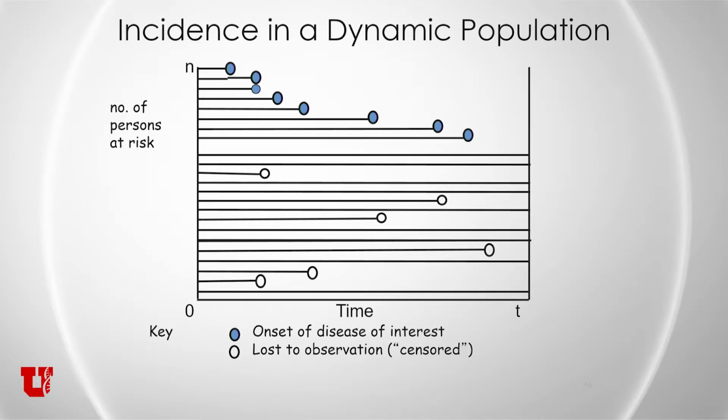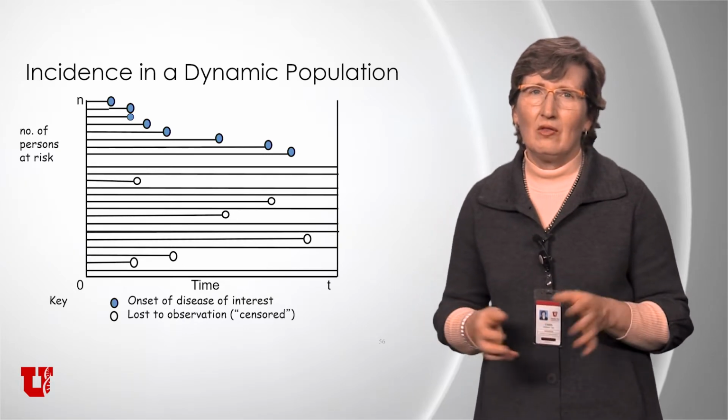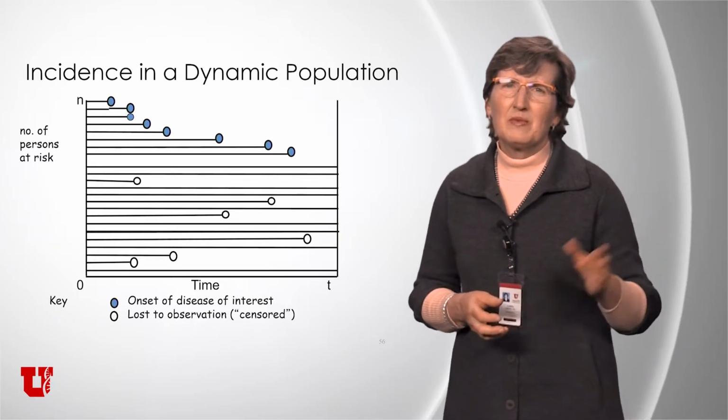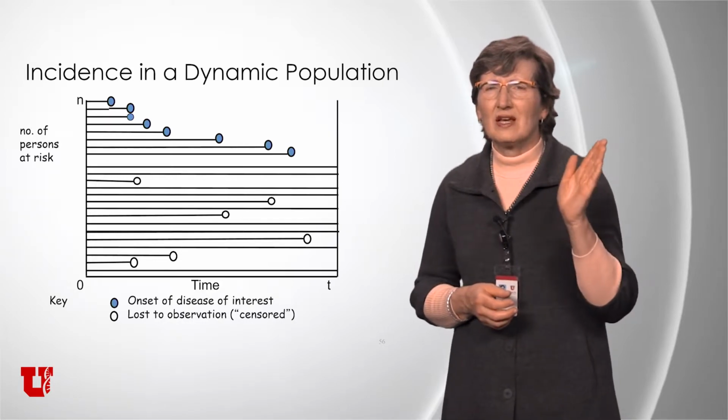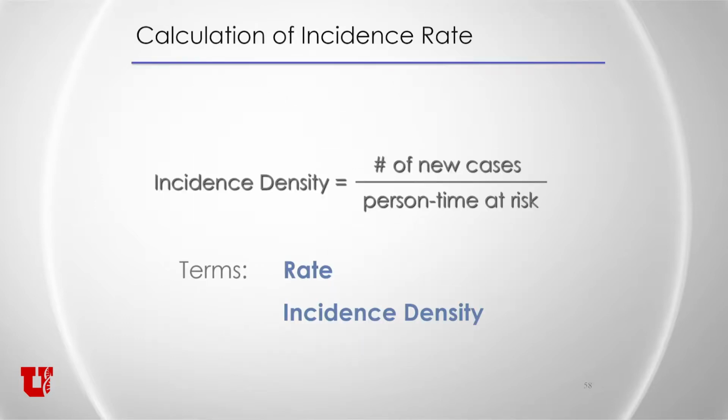So now here's a graphic, but instead of having all the horizontal lines go all the way to the right for people who were not diagnosed with the disease, now we're going to have people who are lost to observation. We can also call these people censored. Statistically, they are called the censored observations. So people are observed for different periods of time, all starting at time 0. And if they're lost to observation, we're showing an open circle, they're censored. So we're going to calculate the incidence rate or the incidence density as the number of new cases divided by the person time at risk.